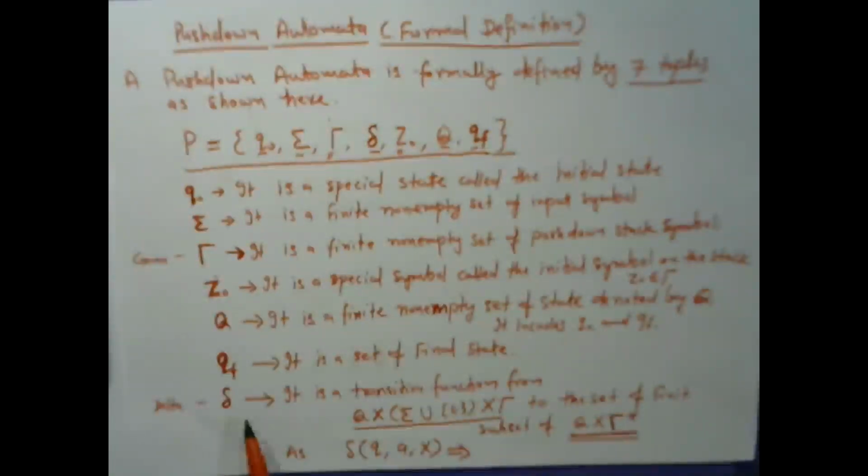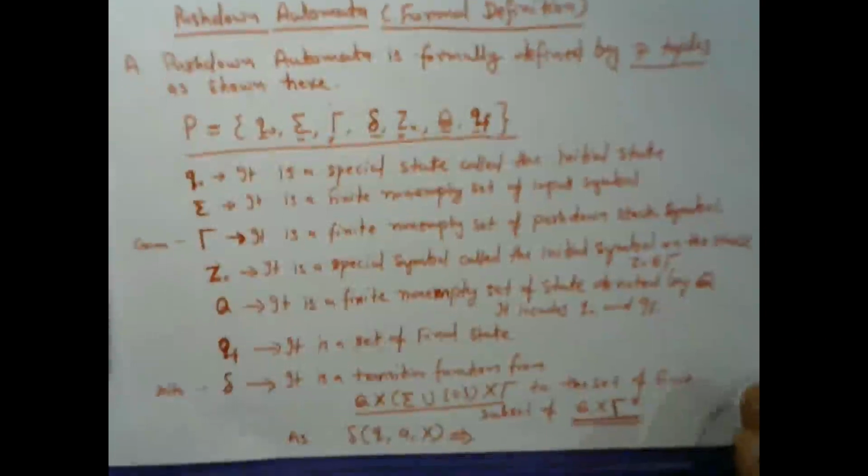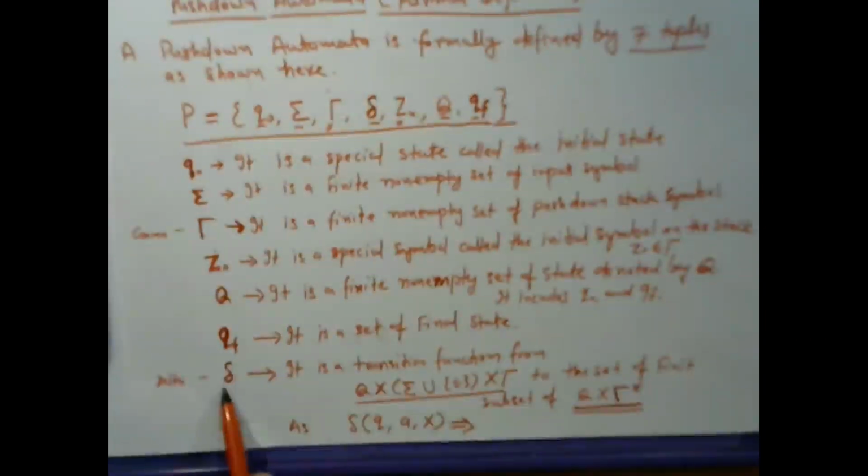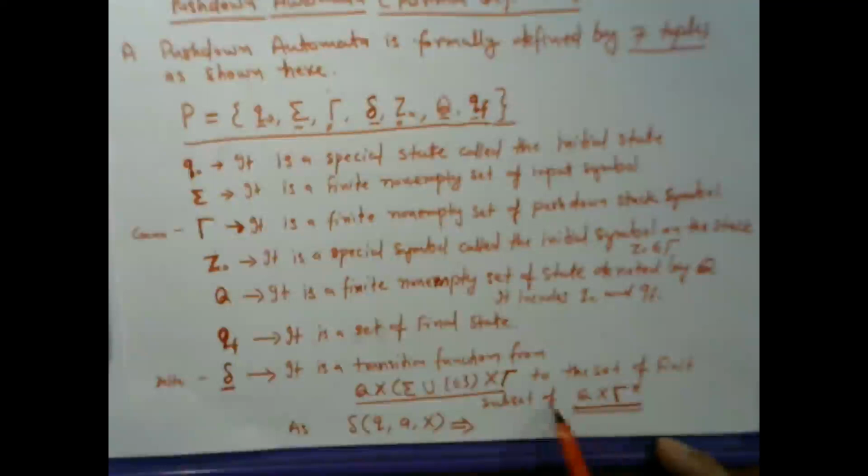And delta, there is a big question mark on this delta. Delta is a transition function, as you have already read in finite automata. It is defined as Q cross sigma union epsilon cross gamma, mapping to Q cross gamma star.